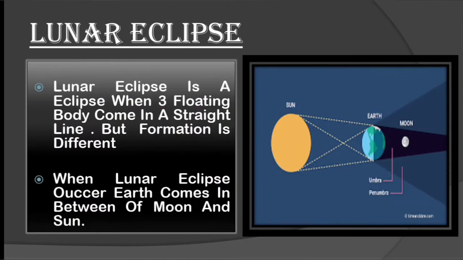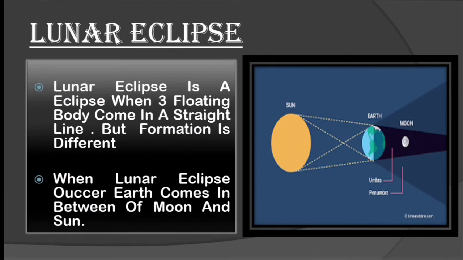Lunar eclipse. Lunar eclipse is an eclipse when three floating bodies come in a straight line, but the formation is different. If you see the Sun, Moon and Earth in the picture, they are in a straight fixed line. But if you see the formation, Sun is first, second is the Earth and third is the Moon. So you can see the patch of Earth is coming towards the Moon, which is forming a dark corner on the Moon. When lunar eclipse occurs, Earth comes in between the Moon and Sun, and it forms a dark patch on the Moon, which allows the Moon to disappear.